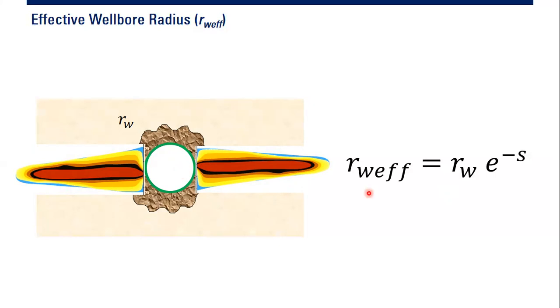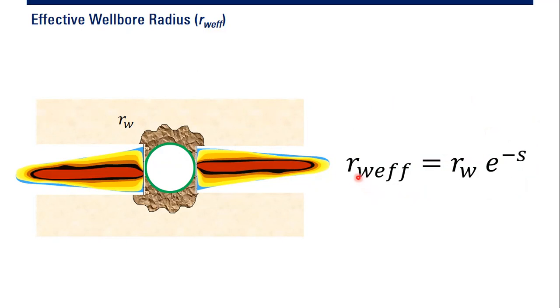But what will you have if you have now a negative skin factor? You can see from this formula again, the effective wellbore radius is the original wellbore radius multiplied by e to the power of minus skin factor, or this one will change to e to the power of positive s. And for any positive s at this power, you will always have this factor greater than 1. So it will enlarge the wellbore radius, making the wellbore bigger.